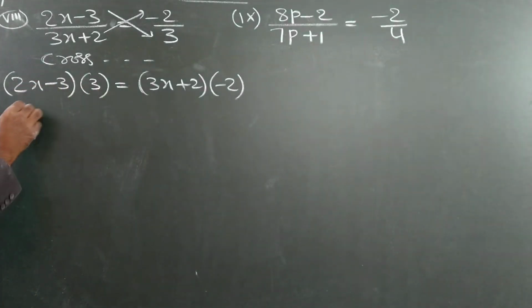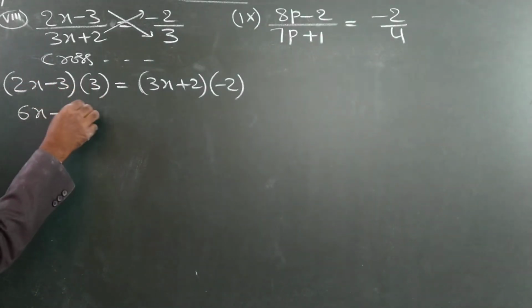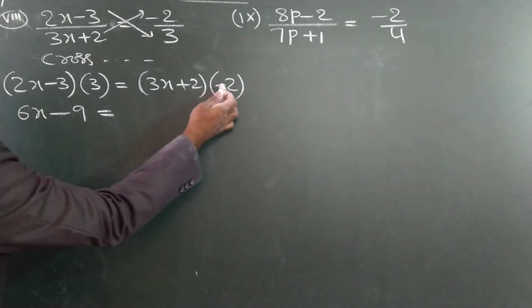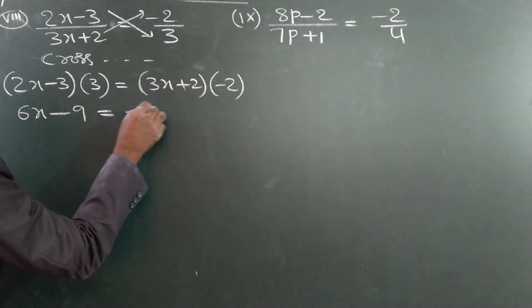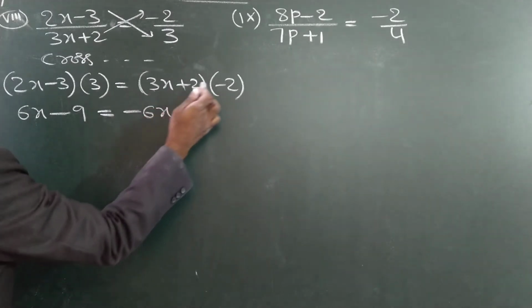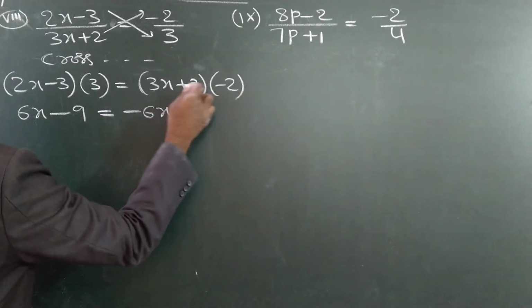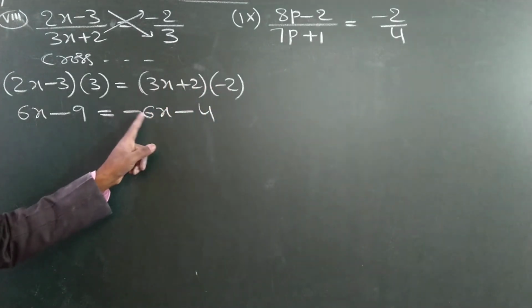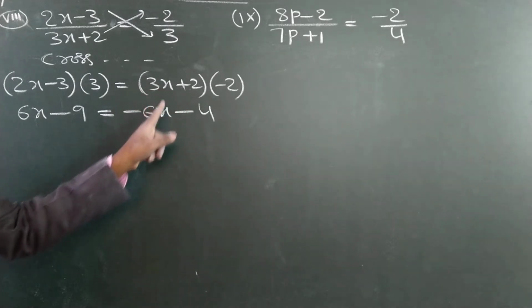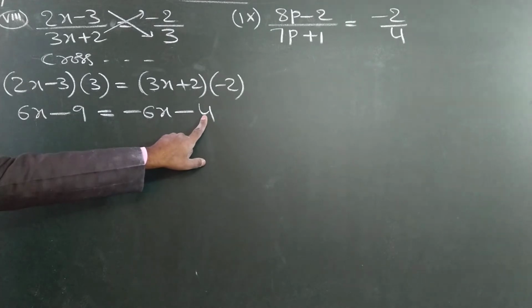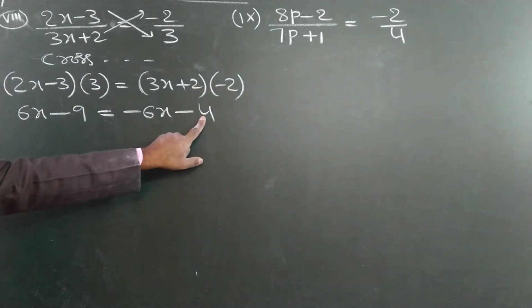3 into 2, 6x. 3 into 3, 9. Minus 2 into 3x, minus 6x. Minus 2 into 2, minus 4. Minus into plus, minus 2 2s are 4.